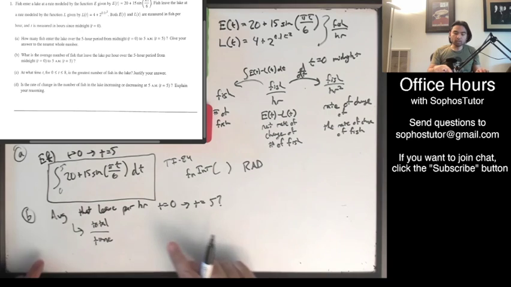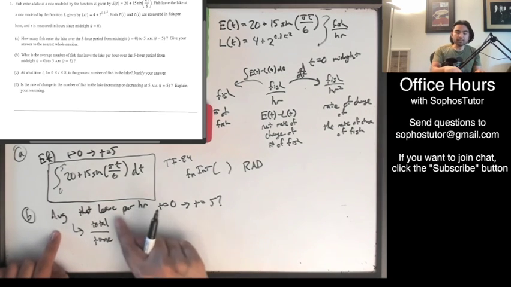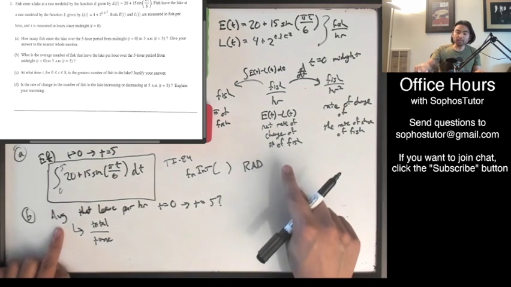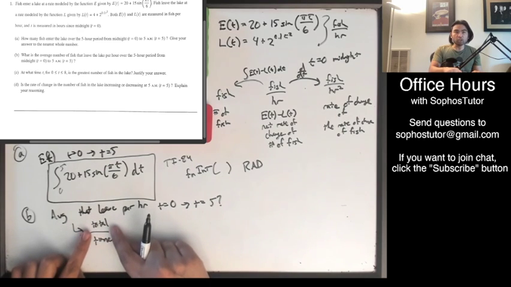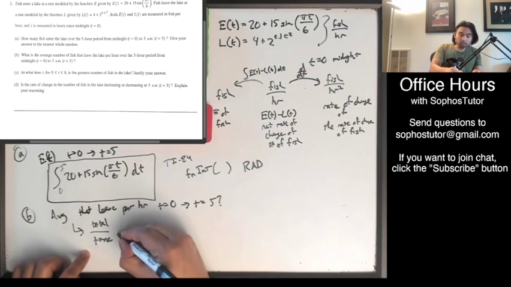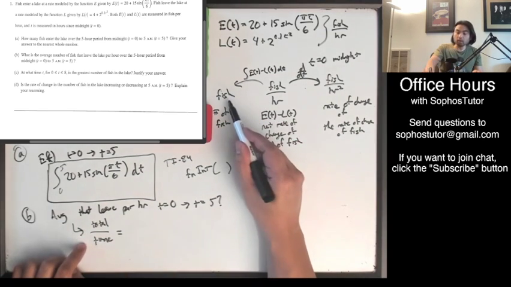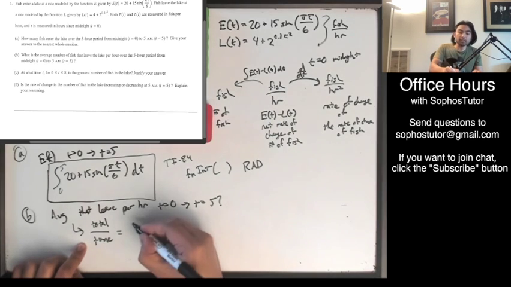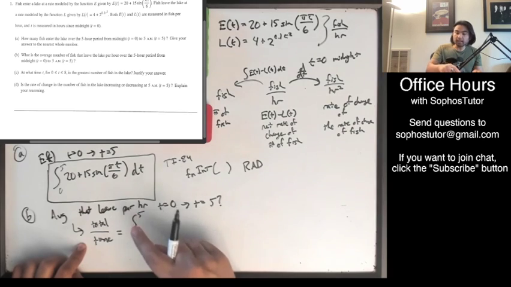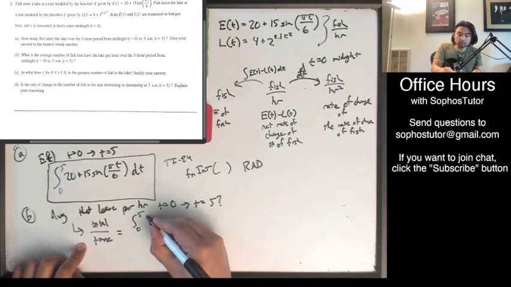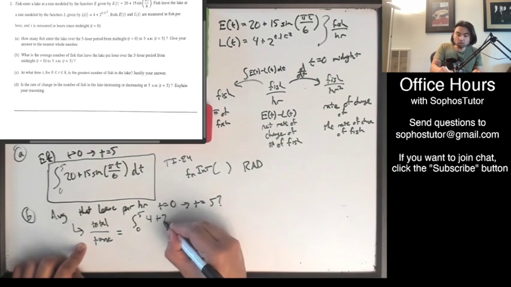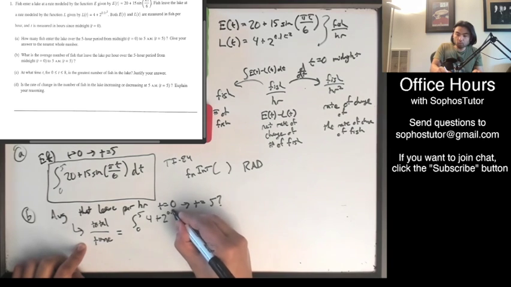In this case, the average per hour isn't an average of the rates, it's the total number of fish divided by the total time. So what is the total number of fish that leave? Well, remember, if we want number of fish, we need to take an antiderivative. So we're going to take an antiderivative from 0 to 5 of our L of t function, 4 plus 2 to the 0.1 t squared dt.